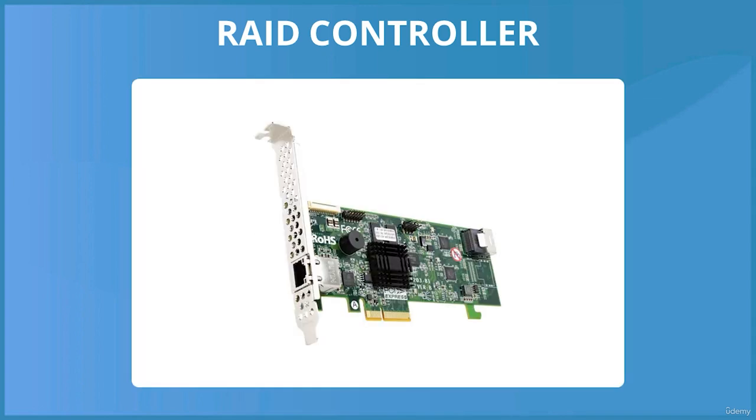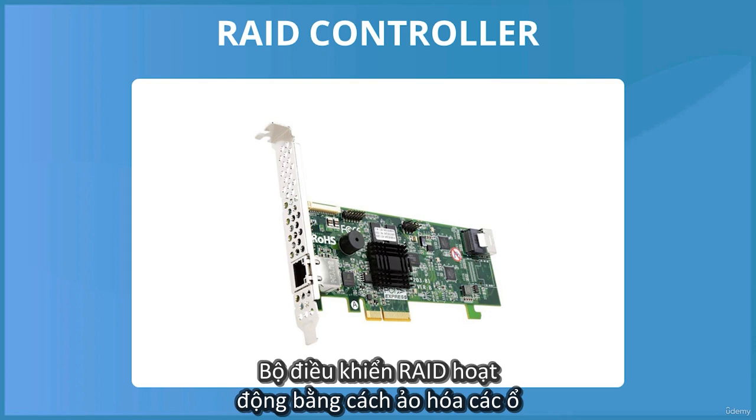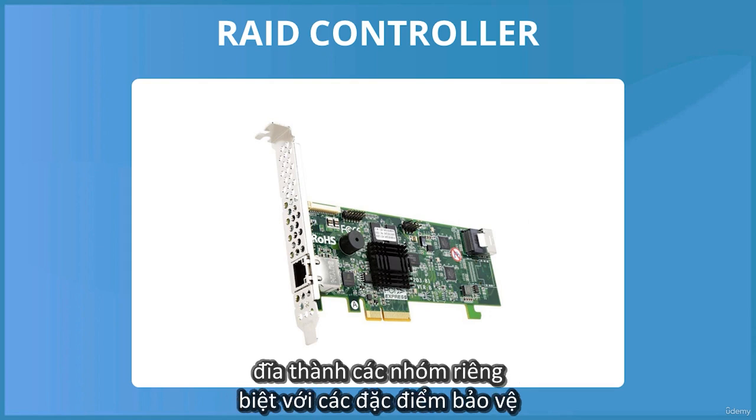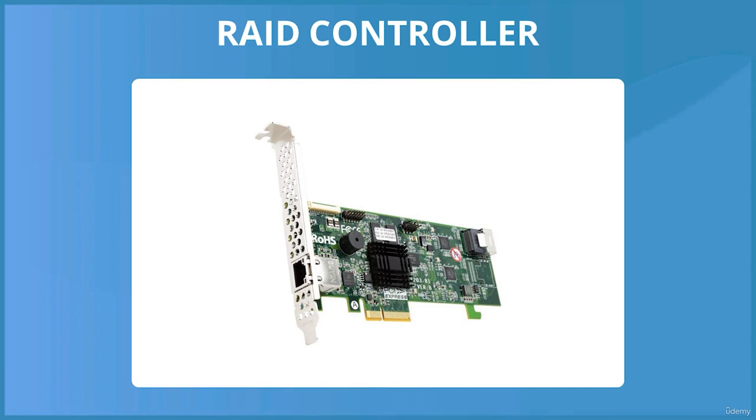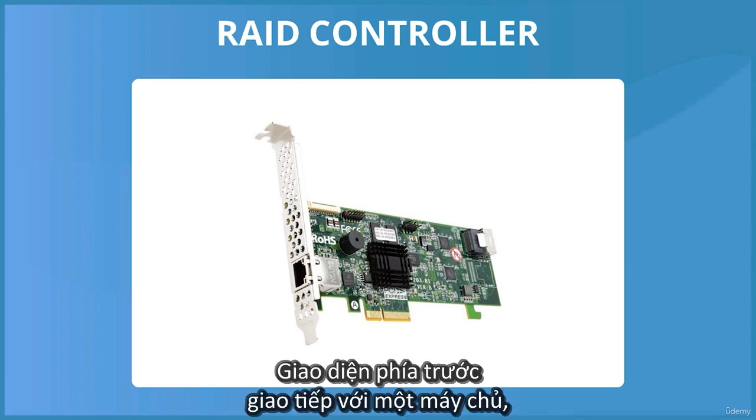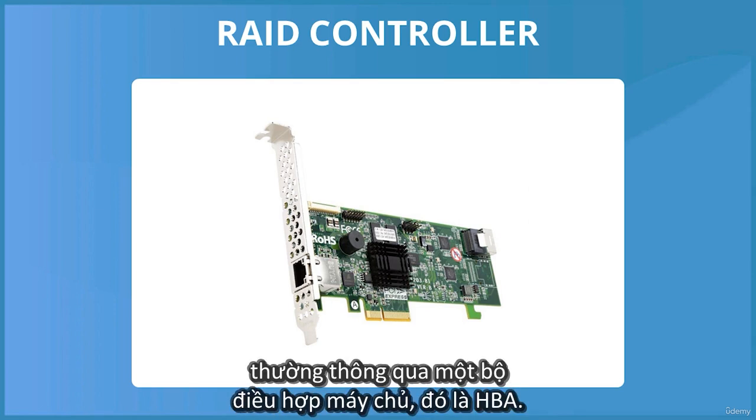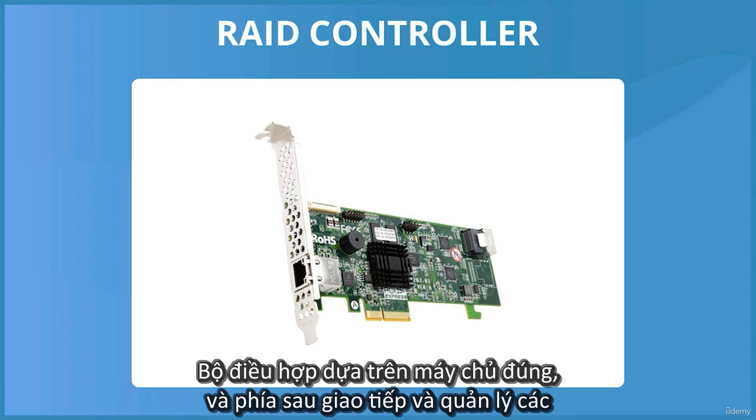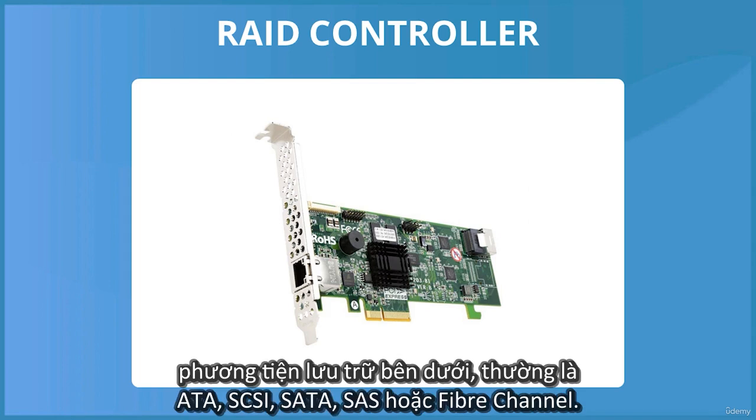Follow? Now, RAID controllers work by virtualizing the drives into distinct groups with specific data protection and redundancy characteristics. The front-end interface communicates with the server, usually via a host adapter. That's HBA, host bus adapter, right? And the back-end communicates with and manages the underlying storage media, usually ATA, SCSI, SATA, SAS, or Fibre Channel.